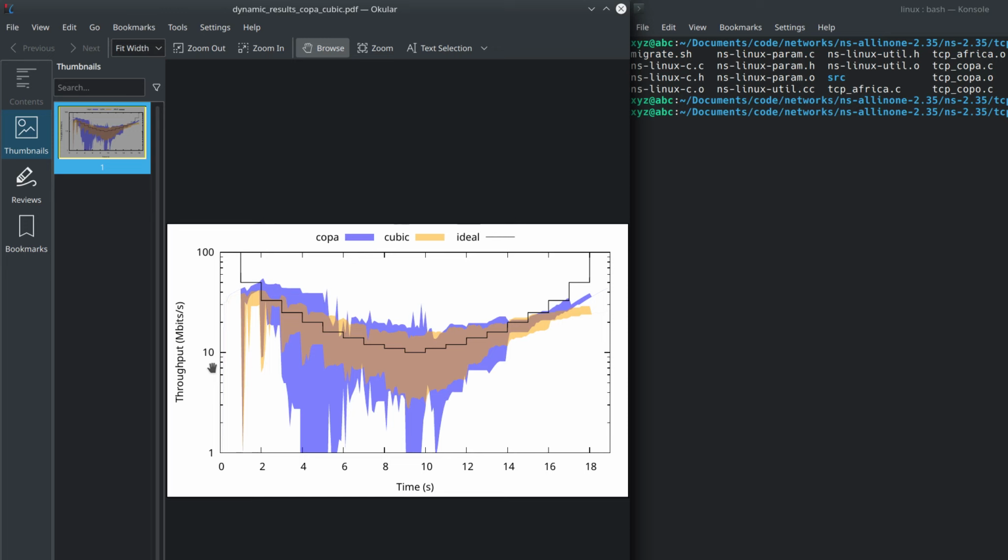As I mentioned, we're plotting the range within one standard deviation of the mean. As we can see, our implementation, which is Copa in blue, includes this ideal allocation most of the time, and Cubic also includes that allocation most of the time. Okay, so this is one way of validating our implementation. So these are the results for Copa and Cubic.